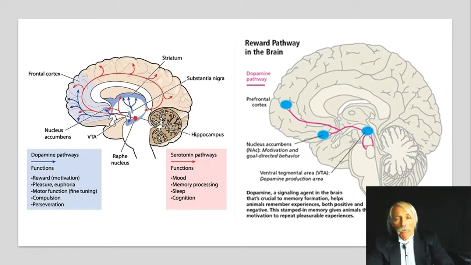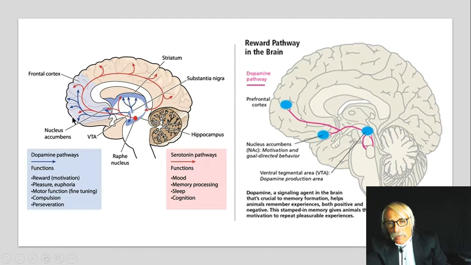So let's take a look at this reward pathway real briefly, and we're about done here. Here are the dopamine pathways, and what do they function as? There's the nucleus accumbens. There's the VTA, the ventral tegmental area. There's the raphe nucleus. We've been talking about these already with the opioid system. There's the hippocampus, the substantia nigra, where catecholamines are secreted. There's your striatum, and of course your entire frontal cortex. The dopamine pathways are the blue arrows.